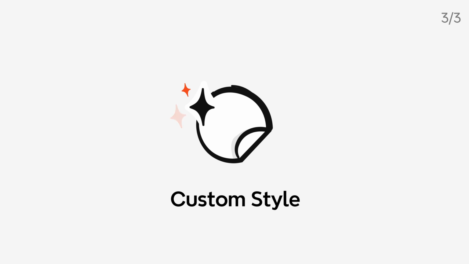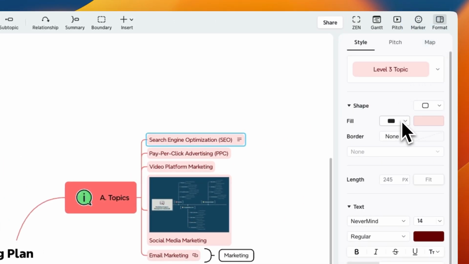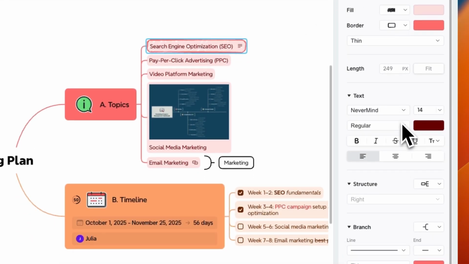In addition to text styles, you can also customize the look of every topic in your map. For example, click on a subtopic. You can change its shape, fill, border, and more.